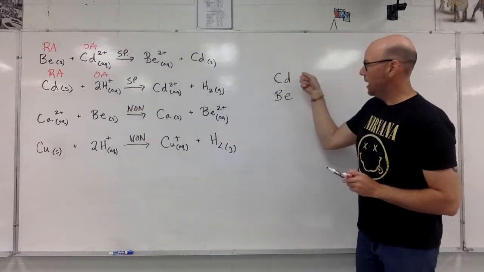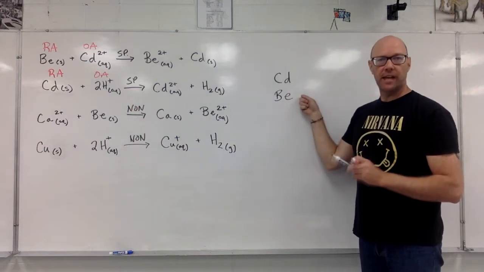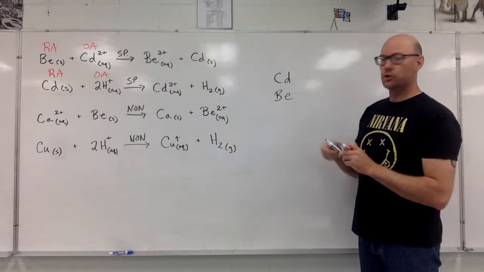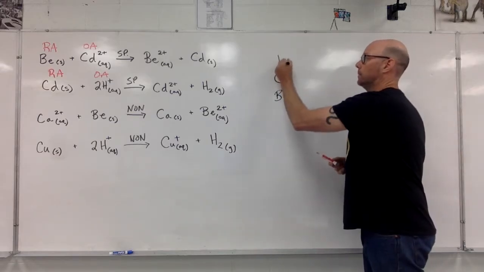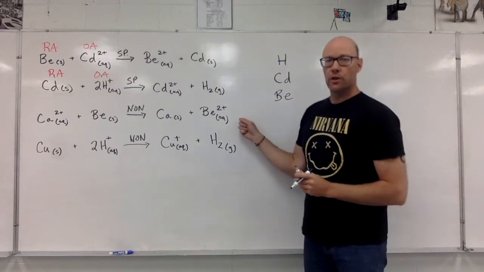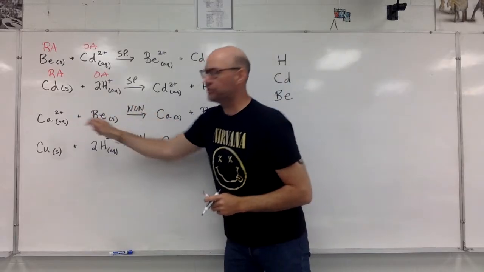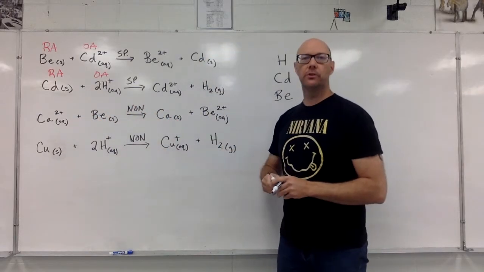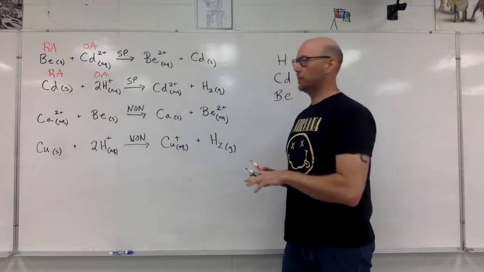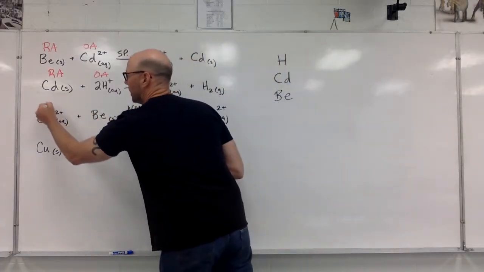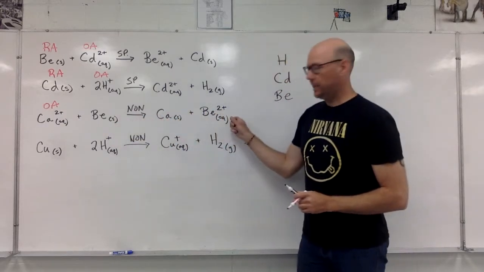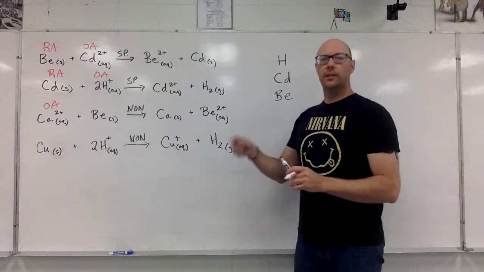The first reaction said cadmium is above beryllium, but the second reaction goes further to say that hydrogen is above cadmium. So what I'm going to do is just put H up here. I'm slowly working out the order. The third reaction, calcium ions becomes calcium solid. The positive ions get reduced to become the metal. So the calcium ions here are the oxidizing agent. The beryllium was neutral, became positive by losing electrons. It's the reducing agent.